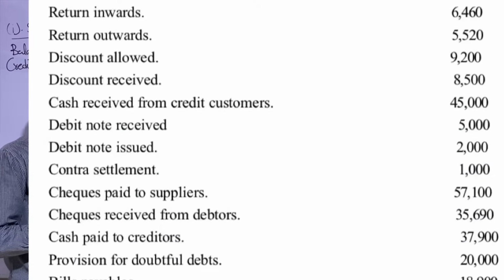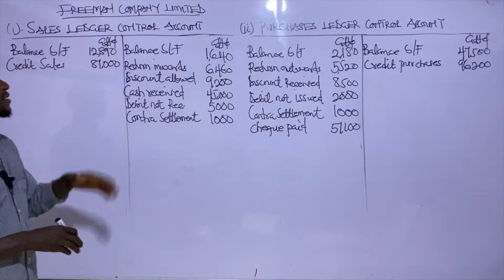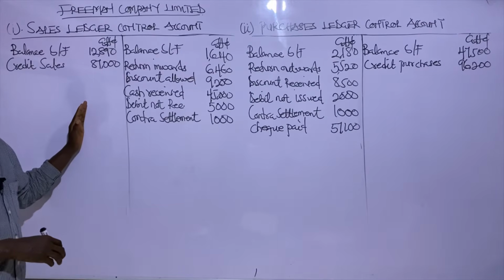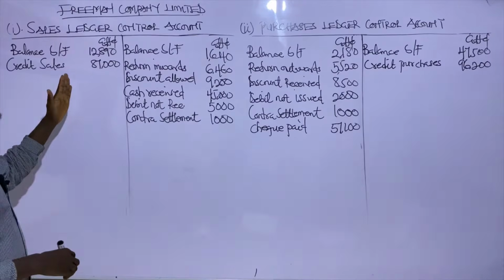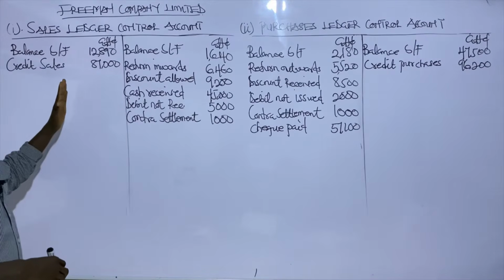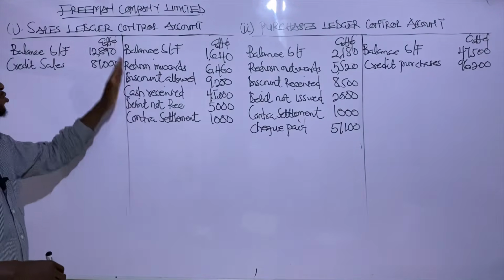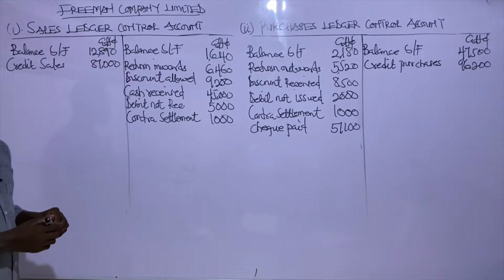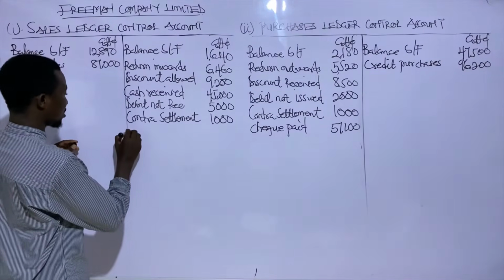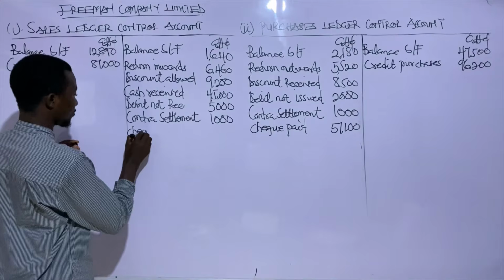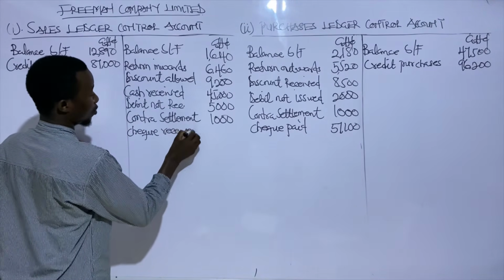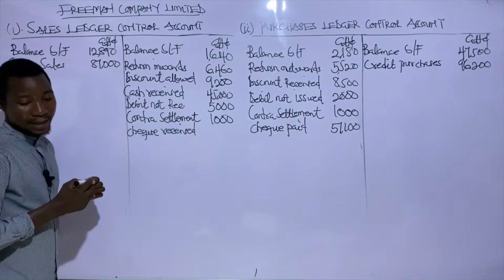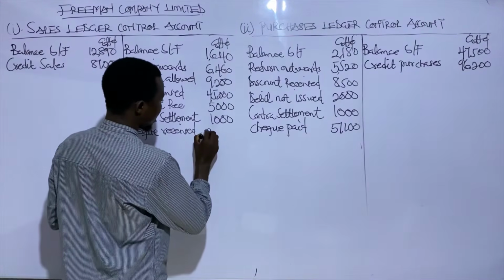The next item is cheque received from debtors. When debtors pay by cheque, the account will be reduced, and any item that reduces the debtors account should be credited to the sales ledger control account. So you say cheque received from debtors, and the amount is 35,690 from the question.